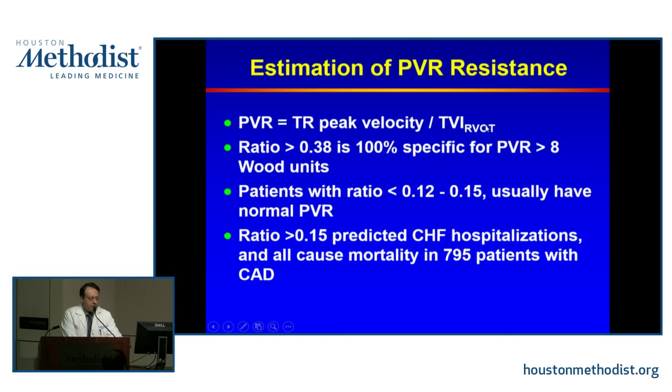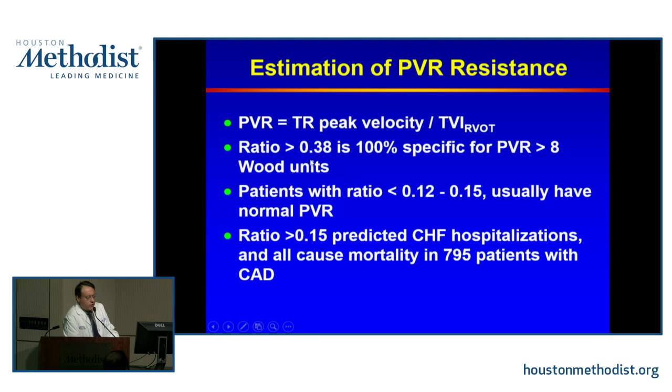The time velocity integral of the RVOT is used in the denominator as a surrogate of the cardiac index, and you can tell that for that also you need the RVOT diameter. Sometimes you have a large diameter and a small TVI, so you end up with erroneous conclusions. Having said that, it was used and it was looked at as a predictor of outcome.